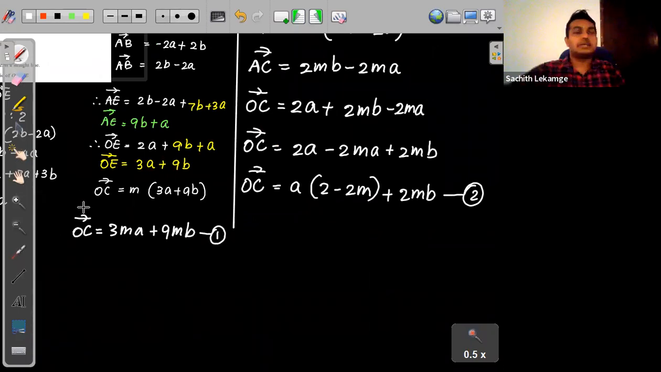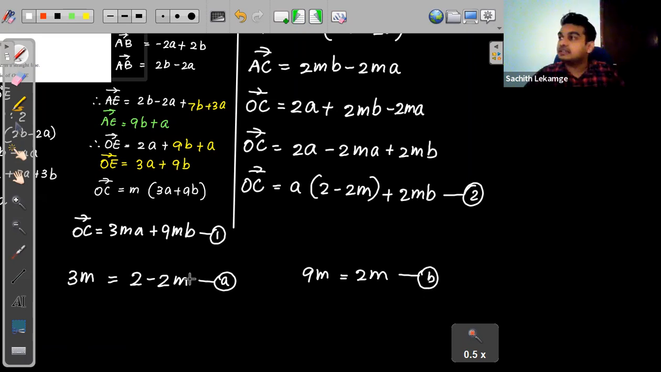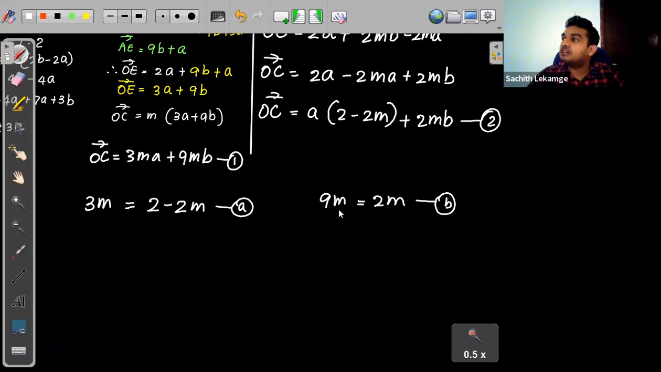Now let me see. OC is in two different ways. This A part we can equate. See A over here, see A over here. What is the coefficient of A here? 3m. What is the coefficient of A here? 2 minus 2m. We get the same vector using two different ways. Then we can equate this coefficient of A. Right? This is equation A. We can equate the coefficient of B also. 9m equal 2m, equation B, right? Then you can get the value for m over here, right?